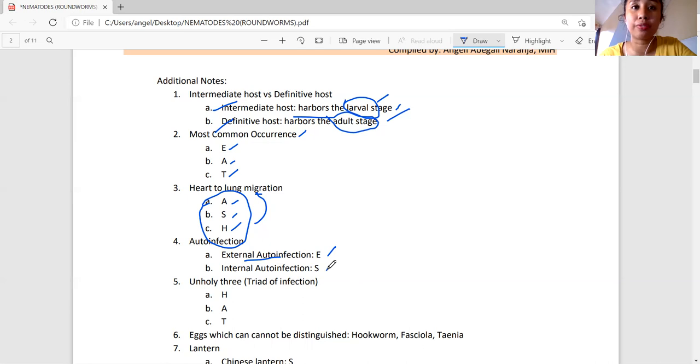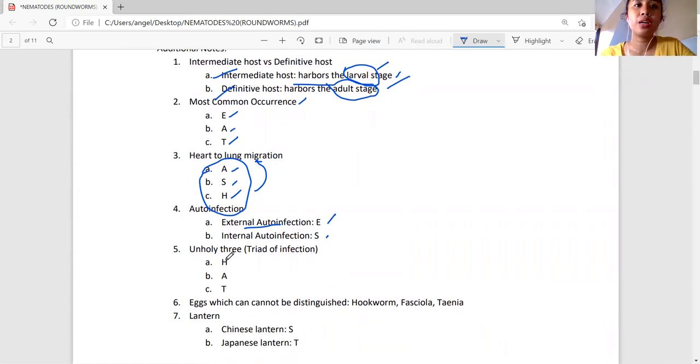But when we say internal autoinfection, so class, if your Strongyloides is not medicated, it could persist a little bit longer, yan. And it could get worse because you could infect yourself all over again with your Strongyloides. We have the unholy three, we have the triad of infection, meaning sometimes if a child has hookworm, hindi ka dapat magulat kung may Ascaris at Trichuris. Kung may nakita kang Ascaris egg doon, pwede, mataas yung chance na magkaroon siya also ng hookworm at saka Trichuris. So once you see one of these, you should check properly. If you have seen a Trichuris ova, check nyo lang, baka may Ascaris, baka may hookworm. Kasi sometimes magkakasama tong tatlong to.